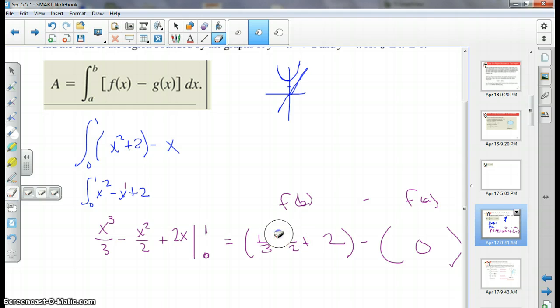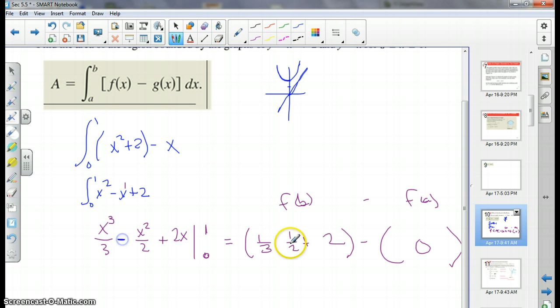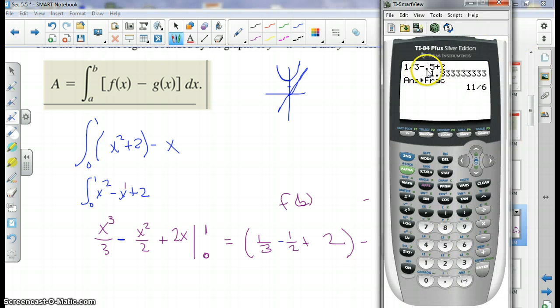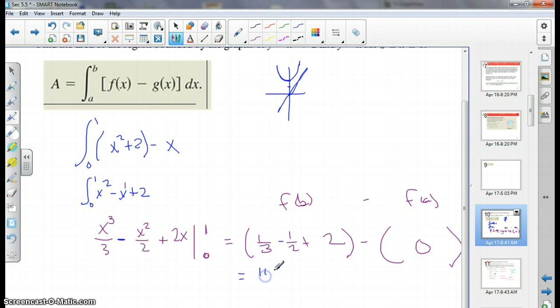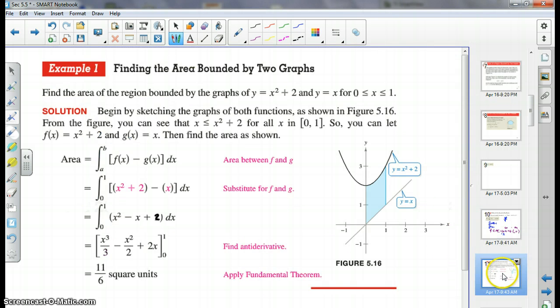Looks like I messed up on a sign right here. It should have been 1/3 minus 1/2, because of this minus sign. I'm going to get lazy. I'm going to pull up my calculator and look at this. 1/3 minus 0.5 plus 2. I'll change that to a fraction. It looks like it's going to be 11/6 for the fraction form. I could go decimal, but again, I'll be rounding, so I like the exact answers.